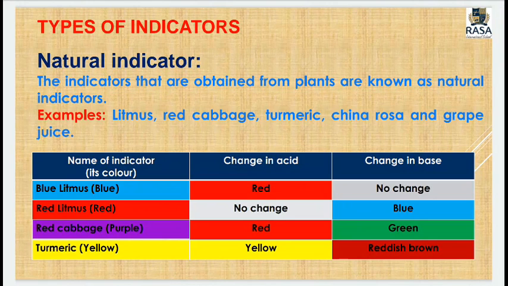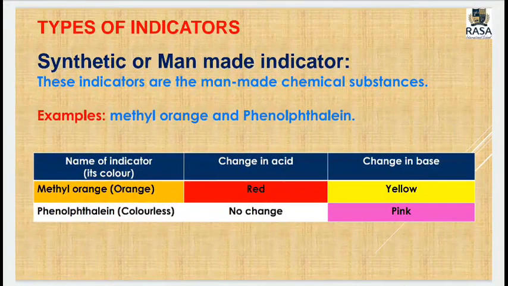Okay, so the fourth one is turmeric, which is yellow in color, and when it is in contact with acid its color remains yellow, means the same, but when it is in contact with base its color changes to reddish brown. So here we have discussed four natural indicators whose colors are listed below along with acid and with base. So now we are moving to the second type of indicator, which is synthetic indicator.